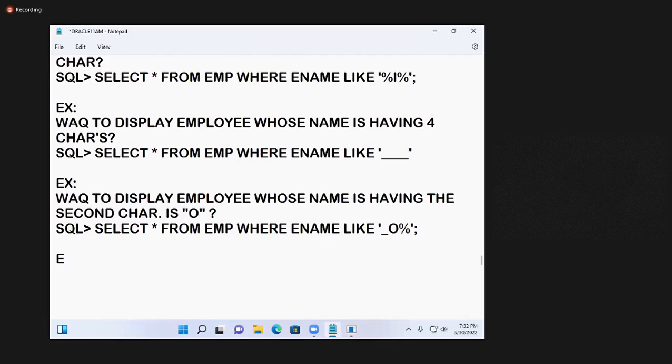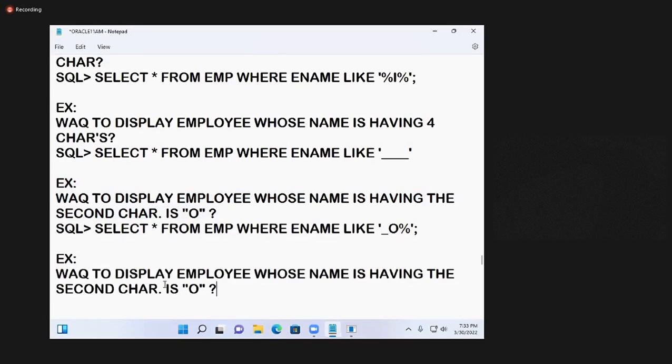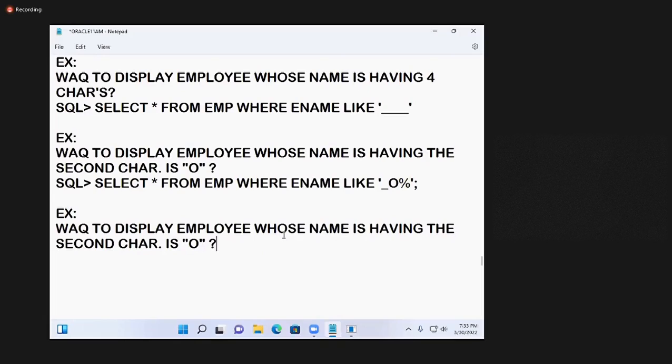Now, next example. Write a query to display employees who joined in 1981?